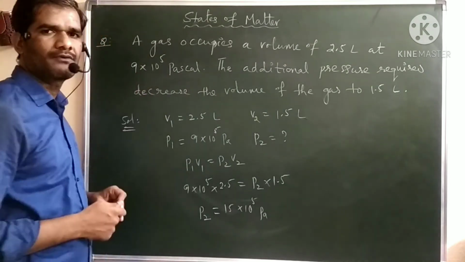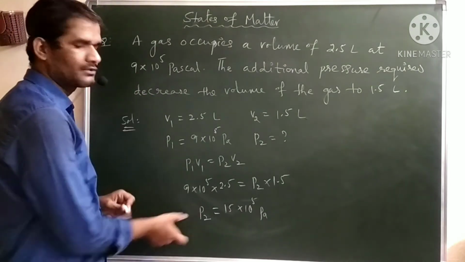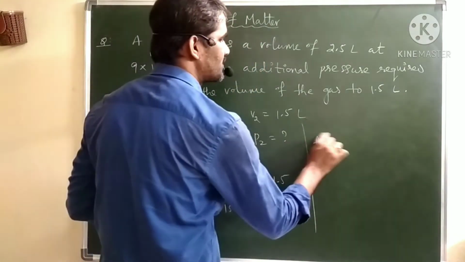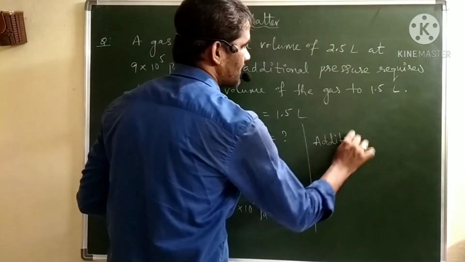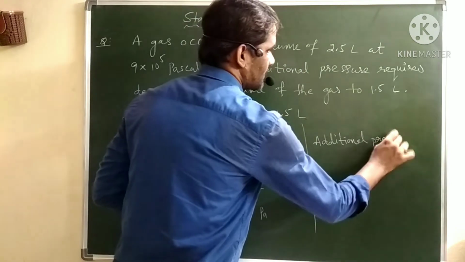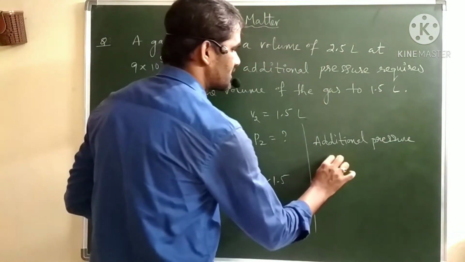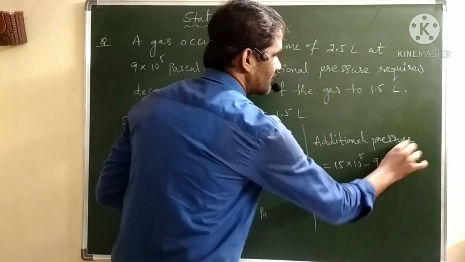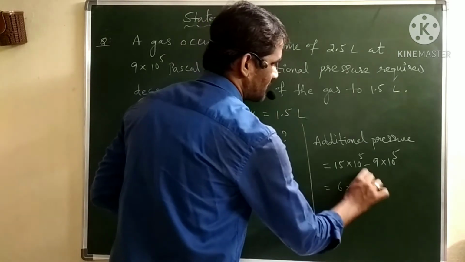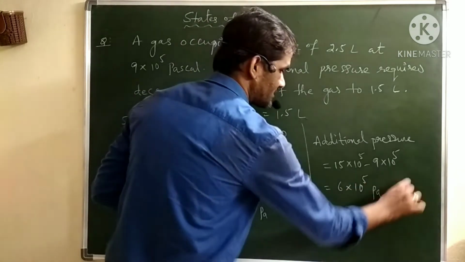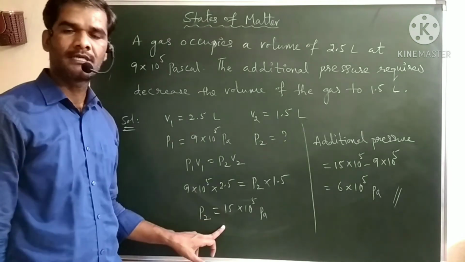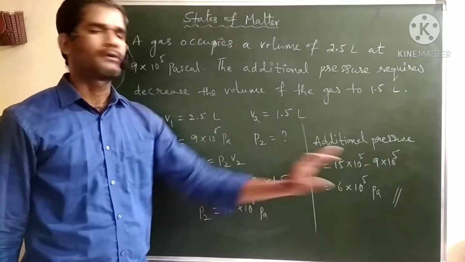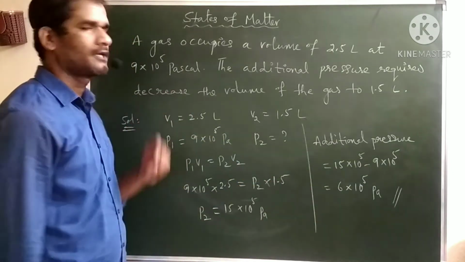Already we have 9 into 10 power 5 pascals. To reach this 15 into 10 power 5 pascals, how much extra pressure do we have to add? So the additional pressure is equal to 15 into 10 power 5 minus 9 into 10 power 5. That will give 6 into 10 power 5 pascals. So this is not the final answer, this is the additional pressure. To reach the final pressure, we have to add 6 into 10 power 5 more pascals to 9 into 10 power 5 pascals.